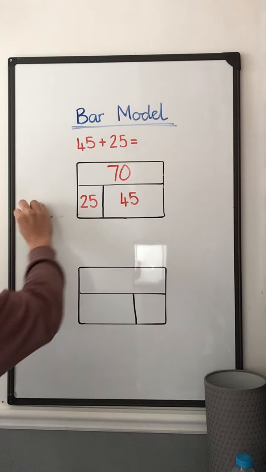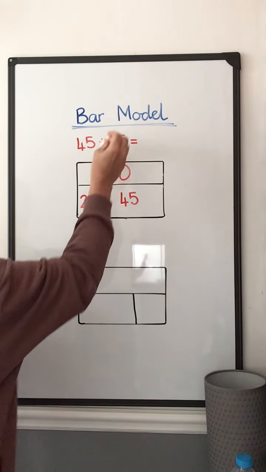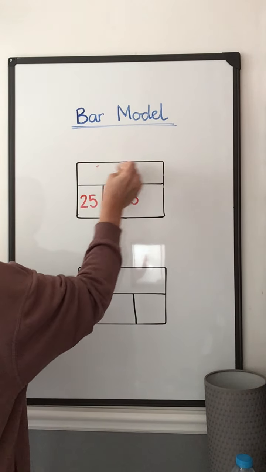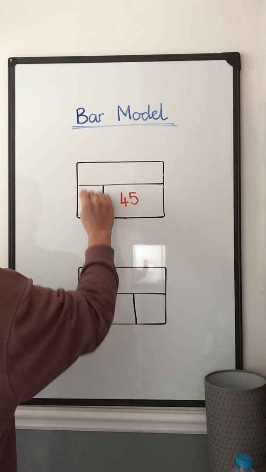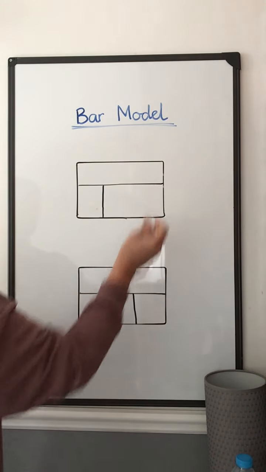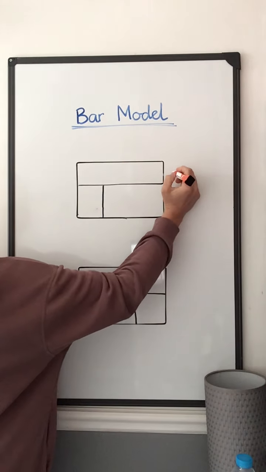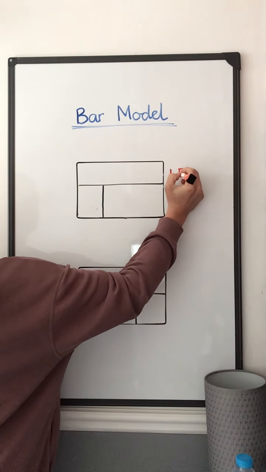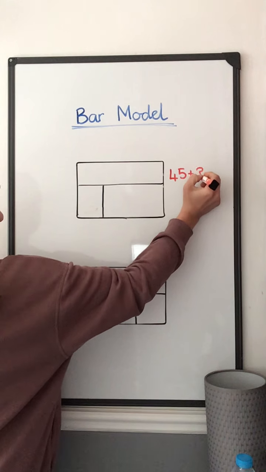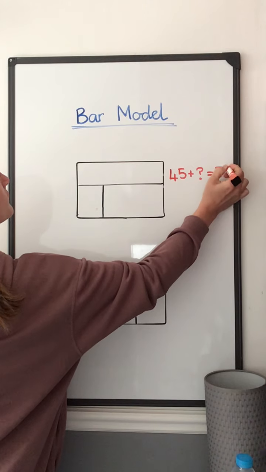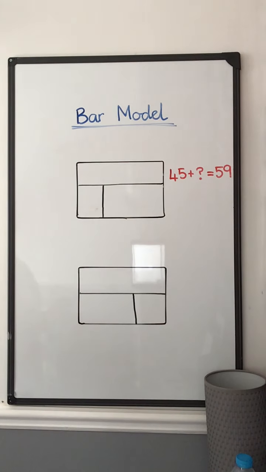Now, another way you can use the bar model is to help if you had missing number problems. So let's just get rid of this. So if I have a sum and I don't have all the numbers, so I have 45 plus something equals 59. Now I need to find out what my missing number is. Again, we can use the bar model to visualise this.